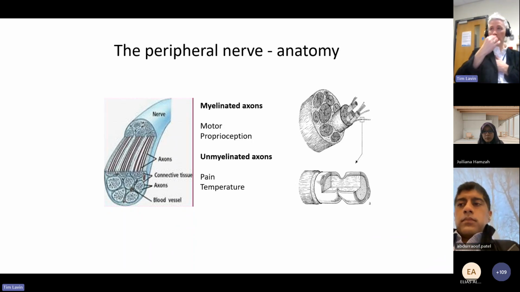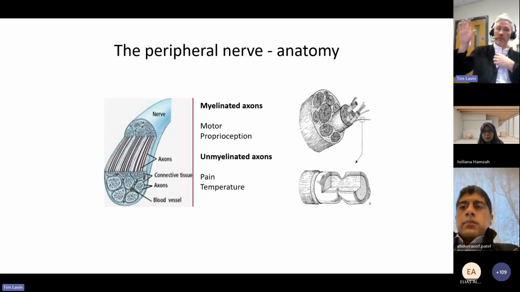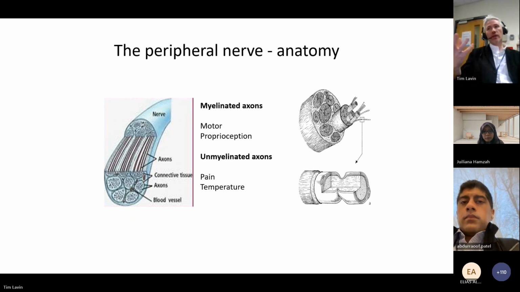And they are predominantly responsible for perception of pain and perception of temperature. They're a bit slower in terms of their conduction. You'll probably notice that if you put your hand on something very hot, you have that slight delay for a second where you realize it's actually burning, and you take your hand off very rapidly when the motor control kicks in. But that's slower than your motor action. So that again is relevant.